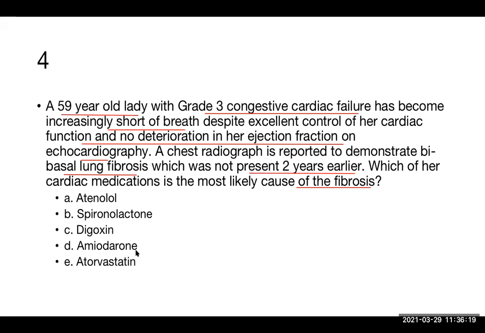Class 3 antiarrhythmic drug, and this drug has so many side effects. This drug can cause hyperthyroidism and hypothyroidism both because of different mechanisms. This is an iodine containing drug. So thyroid disorder is one of the important side effects of this drug. And this drug can also cause lung fibrosis, which is the question here.